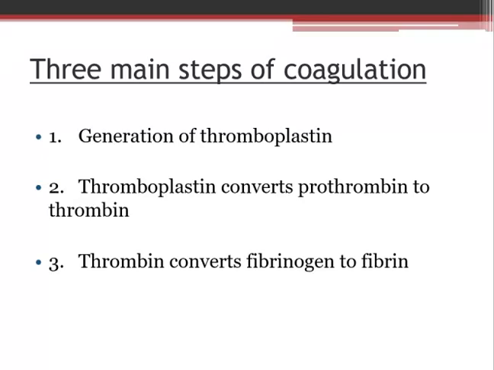In the second step of coagulation, thromboplastin converts prothrombin to thrombin. The third and final main step of coagulation is where thrombin converts fibrinogen to fibrin. And thromboplastin converting prothrombin to thrombin and thrombin converting fibrinogen to fibrin, both of those are part of the common pathway in the coagulation cascade.